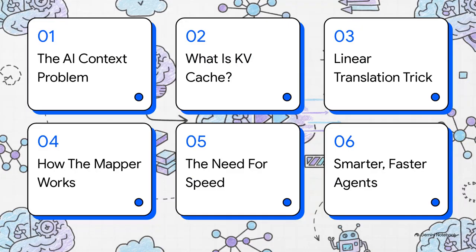All right, here's our roadmap. We are going to cover the AI context problem, what KV cache actually is, this super clever linear translation trick, how the mapper works, the massive need for speed, and finally, what this all means for smarter, faster AI agents.